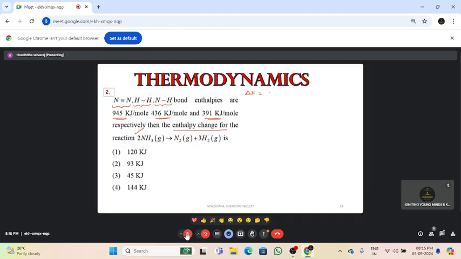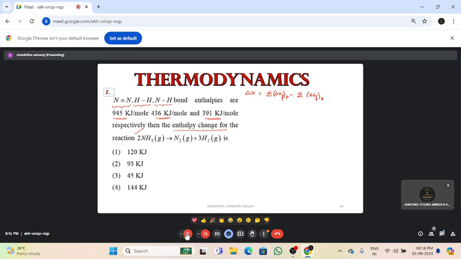So to calculate enthalpy change for the reaction, we know two formulas. One is the summation of enthalpy change of formation of products minus the summation of enthalpy of formation of reactants. To use this formula, the data must be enthalpy of formation of products and reactants. But here the given data is different. We are provided with bond energy. So we cannot use this formula.